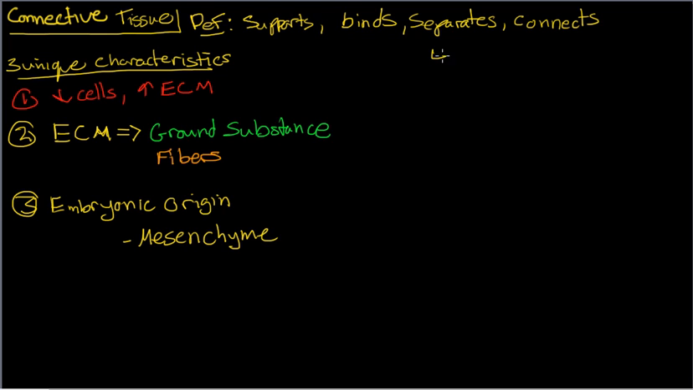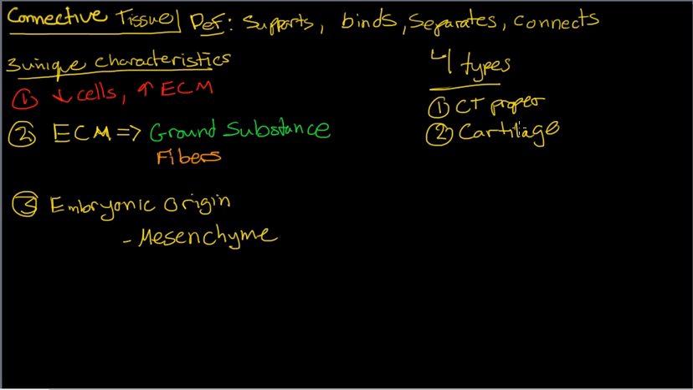There are four types of connective tissue. It's going to be connective tissue proper, which we're using as an example in this webcast for the most part, cartilage, bone, and blood.